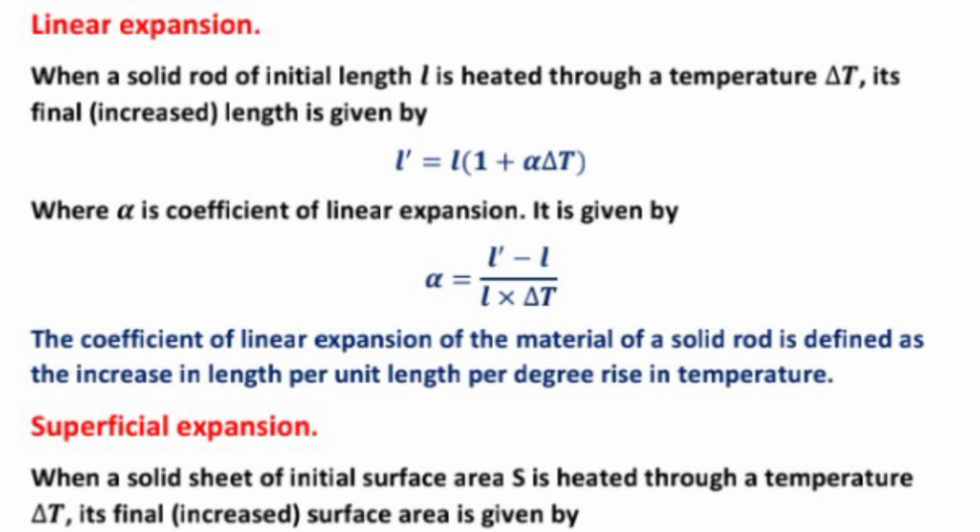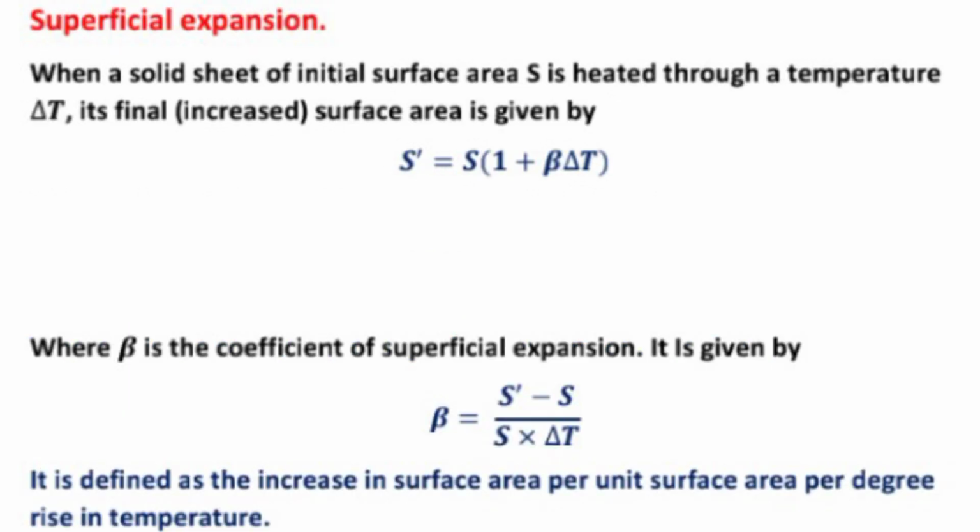Now, superficial expansion. It is also known as areal expansion. When a solid sheet of initial surface area S is heated through a temperature delta T, its final, meaning increased surface area, is given by S dash equal to S into bracket 1 plus beta into delta T, where beta is the coefficient of superficial expansion and it is given by beta equal to S dash minus S upon S into delta T. It is defined as the increase in surface area per unit surface area per degree rise in temperature.